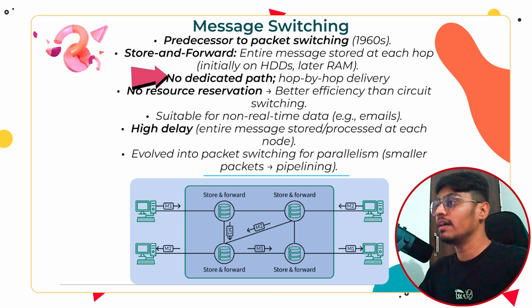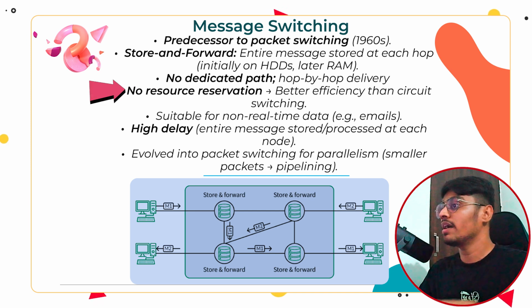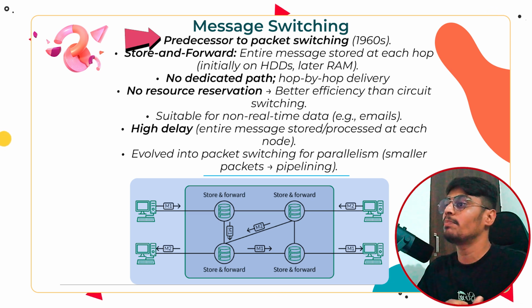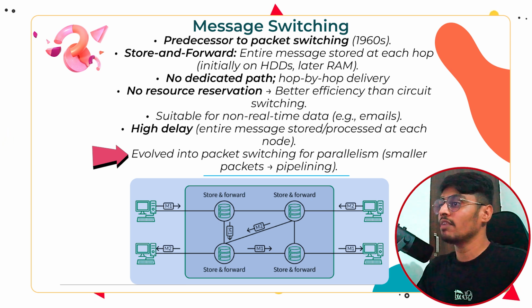Message switching addressed the disadvantage of reservation in circuit switching, where bandwidth, CPU, and resources were kept reserved. Message switching is actually a predecessor of packet switching. In packet switching, instead of sending one large message hop by hop, we divide the message into small packets. This achieves parallelism or pipelining, where multiple packets can flow in parallel, reducing delay and increasing efficiency.